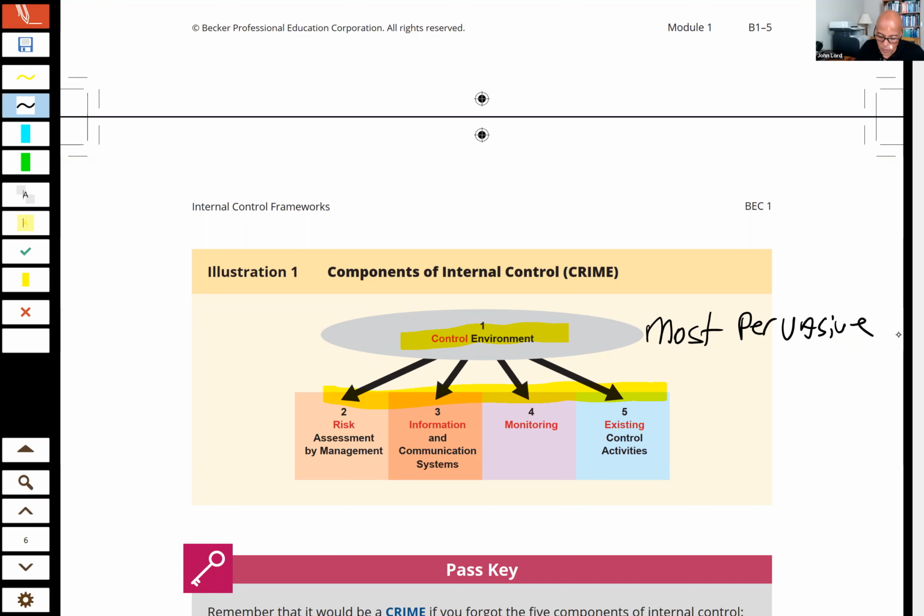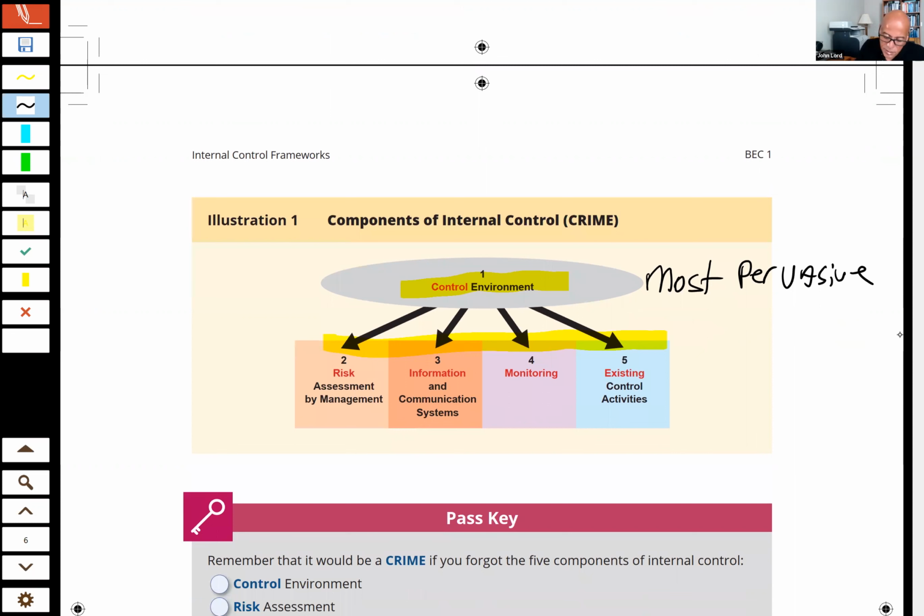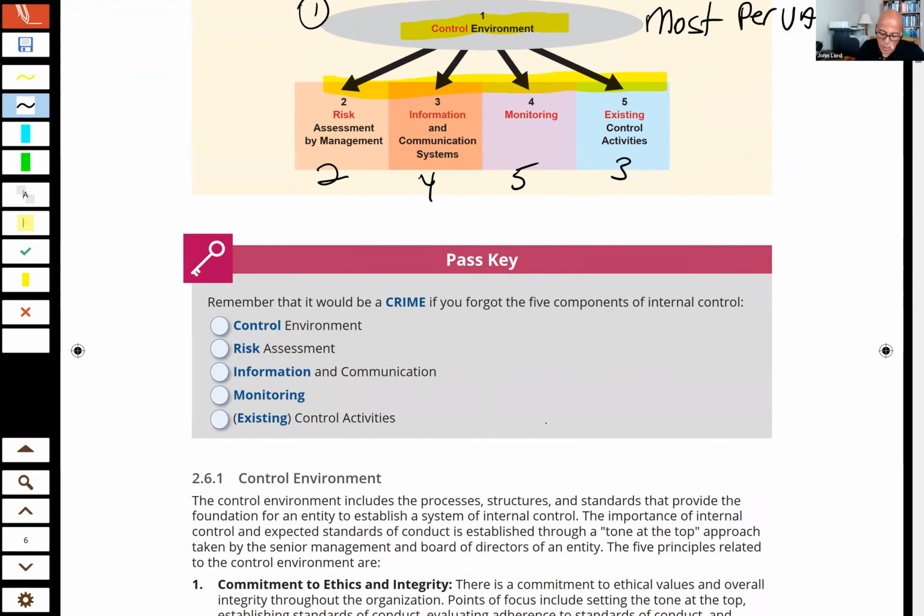And again, they went out of order here. Control environment is one, risk assessment is two, information communication is three, but then number three is existing control activities. Number four is information communication, monitoring is fifth. So the way you first saw in that cube is the order contemplated by the Treadway Commission. Somebody's obviously in love with that mnemonic, so that's what was contemplated there, is that you would fill those in.